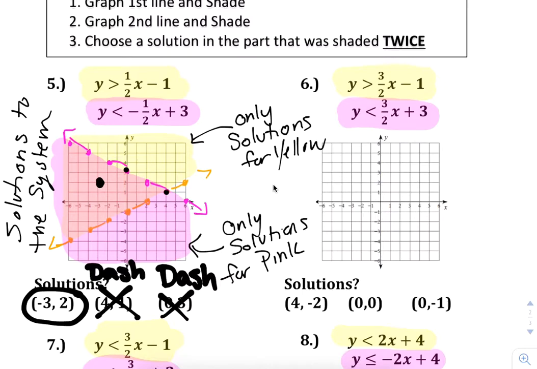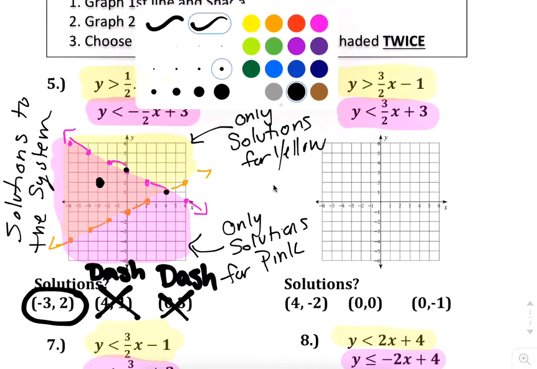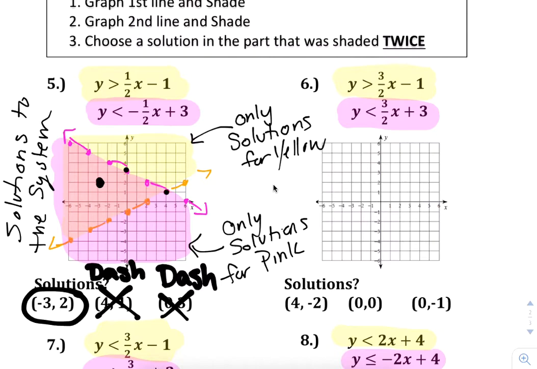Okay? We're going to do that same idea for number 6. So if you need to pause a second and write down all the stuff I just did on 5, please do that now. All right, problem 6. We're going to go ahead on the first problem, begin at -1. We're going to rise 3 and run 2. Go ahead and write that down.